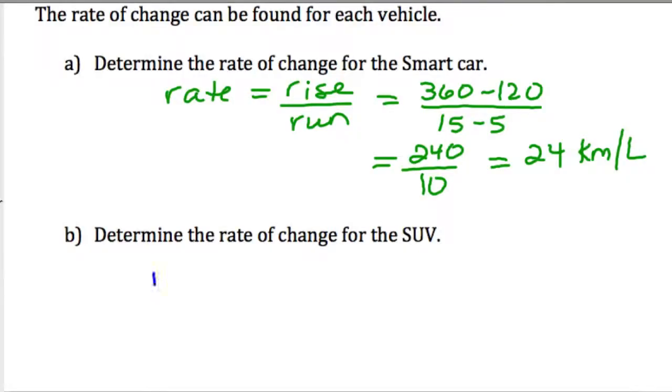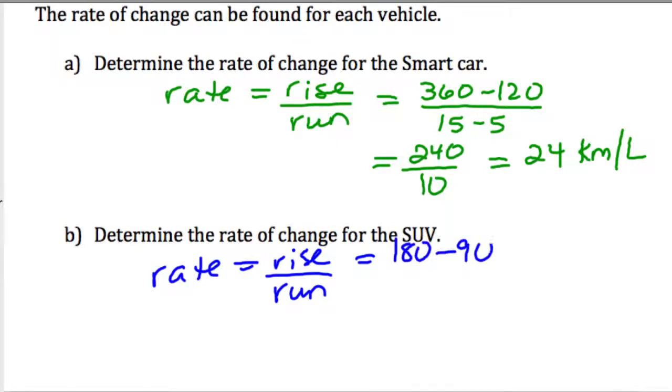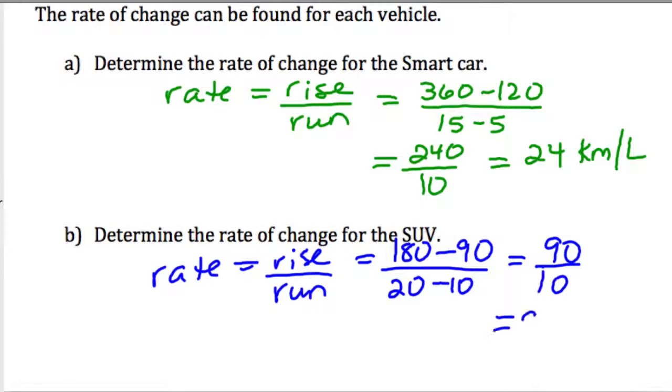The rate of change, so the rate equals the rise over the run, and that's a change of 180 minus 90. That's 90, right? That's the difference. The run, if you remember, went from 10 to 20. So 20 minus 10, that's a change of 10. So the rate of change for the SUV is 90 divided by 10. If you divide, you get 9. And that's just like the last lesson that we did. We have a rate here. The 9 represents 9 kilometers per liter, and that's how many kilometers you can travel on 1 liter for the SUV.